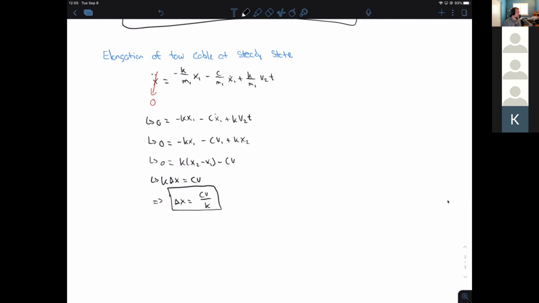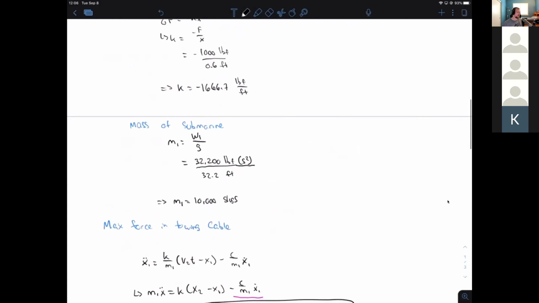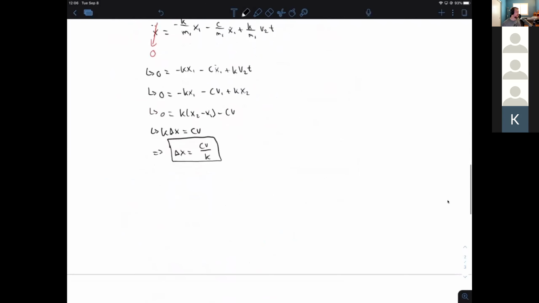All right, so we have c, that's known, that's 1,200. Our velocity, that's also going to be known, that's 5 feet per second at steady state. That was the velocity of the towing boat originally, but we can solve for our velocity over time inside of Simulink. And then we have k. We know what k is. We solved that earlier. That was 1,667 basically. Okay, so with this, then we can plug this into Simulink and we can find that elongation over time.